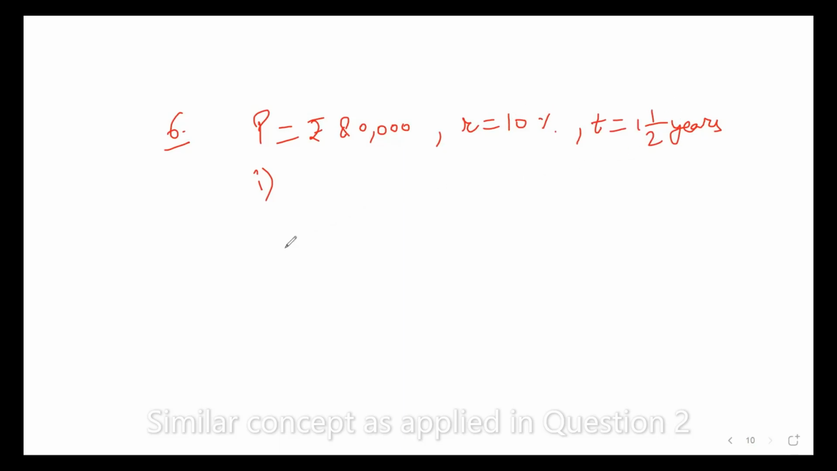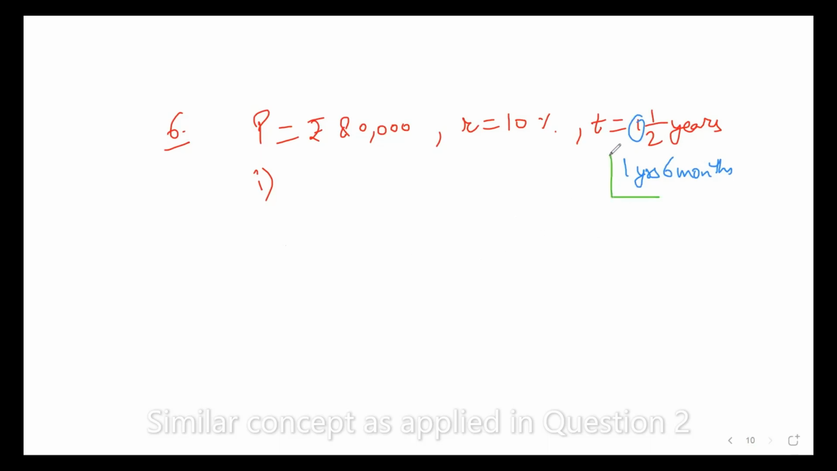Make sure it's similar to the second question here. Time is given as 1.5 years. That means we'll consider 1 complete year, and half year means 6 months, right? So this is the kind of time. I'll just repeat quickly what procedure we are going to follow in these types of questions.